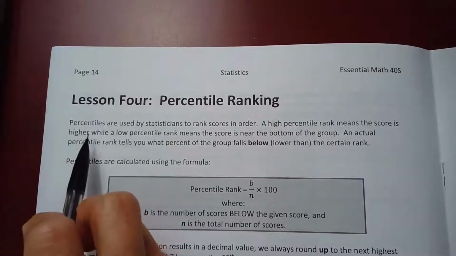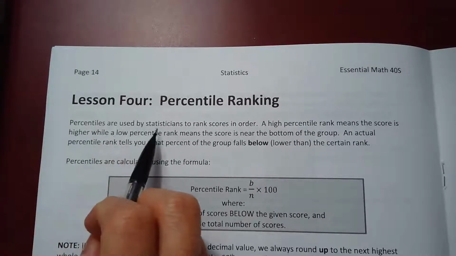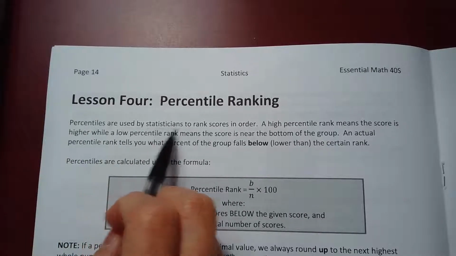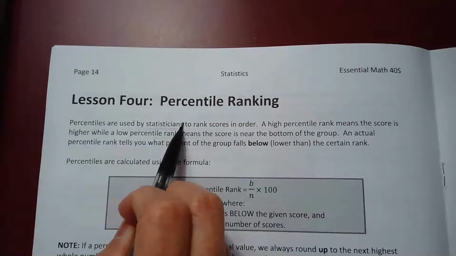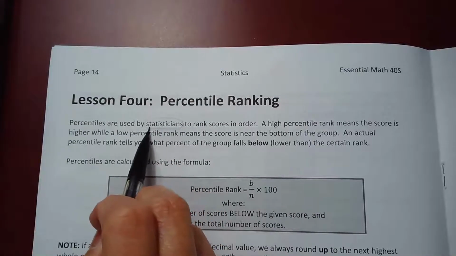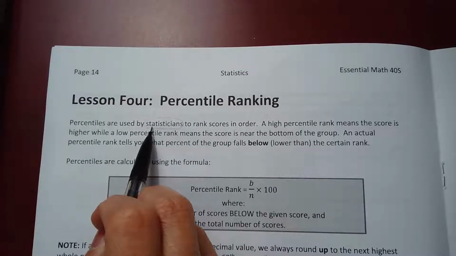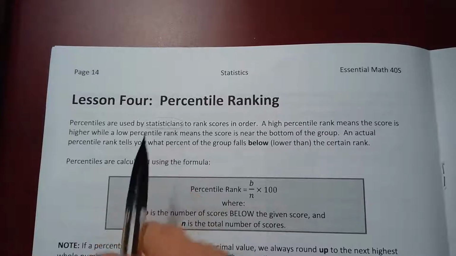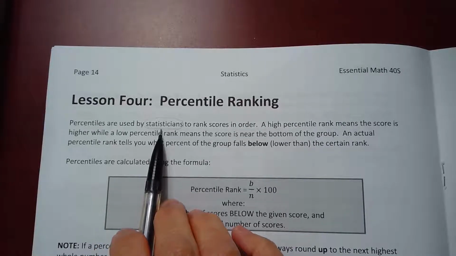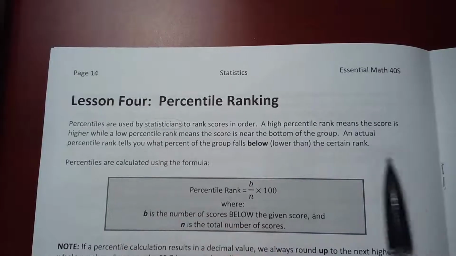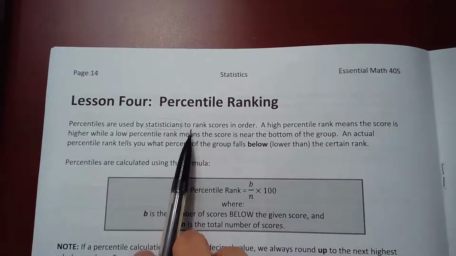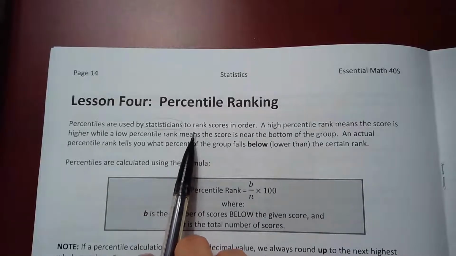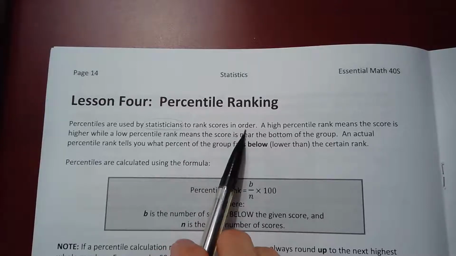It says here, percentiles are used by statisticians. Statisticians are the people who actually collect data and interpret the data into something that makes sense to the people who are reading it. So they use percentiles to rank scores in order.